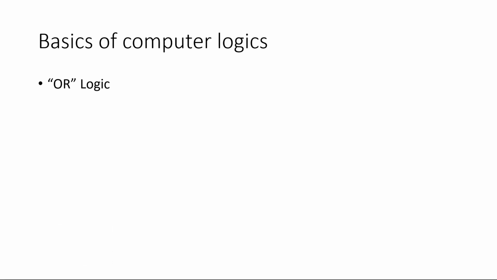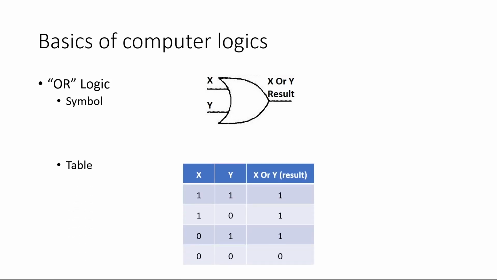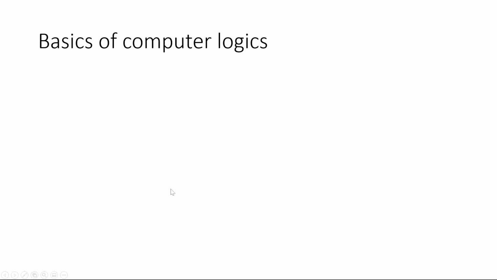Now, the next logic is OR. The symbol is simple, as you can see, 2 inputs and 1 result. Again, the table explains everything. If just one of them is 1, that's enough. X is 1, Y is 1, result is 1. X is 1, Y is 0. X or Y is 1 because one of them is 1, so it makes sense to have it 1. The result will be 5 volts, right? And the same goes for the rest.